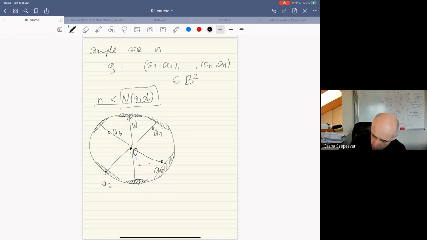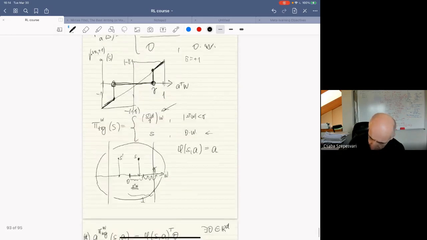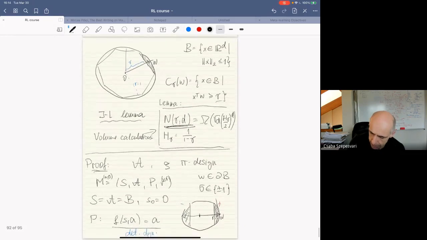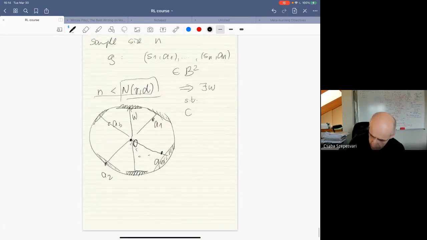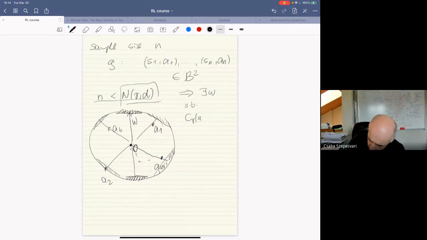So there exists a W such that, did I introduce something for the spherical cap? Yeah, the C gamma of W doesn't intersect with C gamma of A_i, and the C gamma of negative W doesn't intersect with C gamma of A_i.